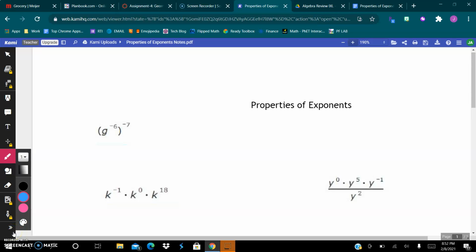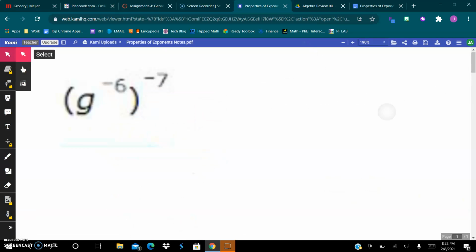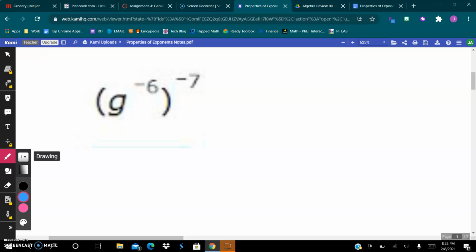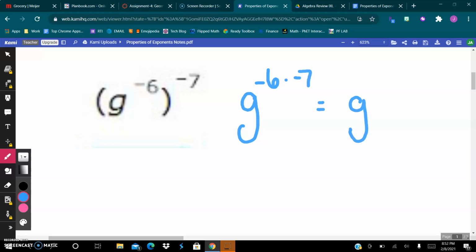Today's lesson is going to be on the properties of exponents. So I'm going to do a couple of examples that use the different properties. So this first one, we have a power raised to a power. So the rule is we just simply multiply that. So this is going to be g to the negative 6 times negative 7. So 6 times 7 is 42, and a negative times a negative is a positive. So this would be g to the 42nd power.